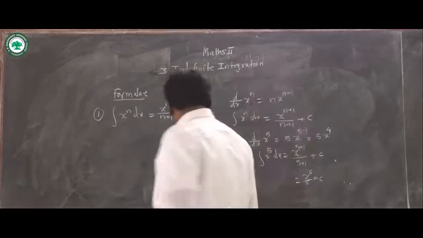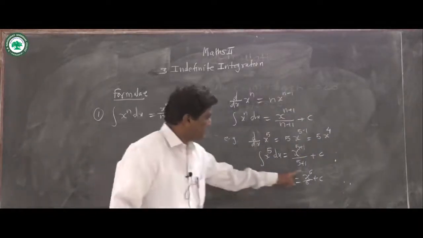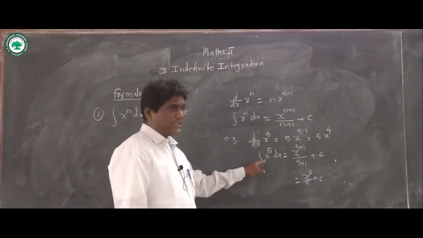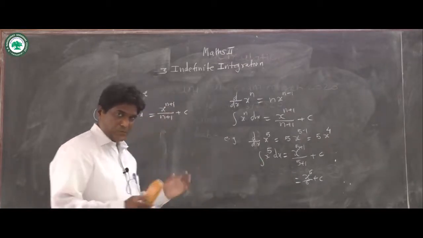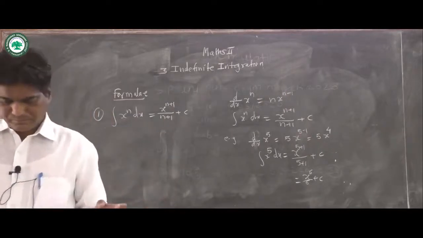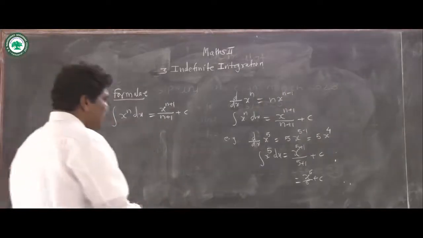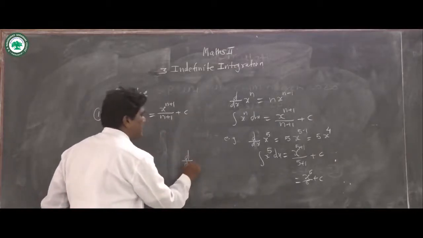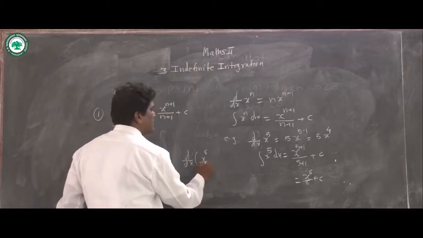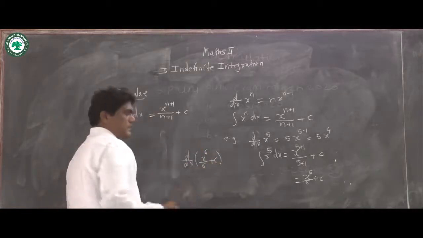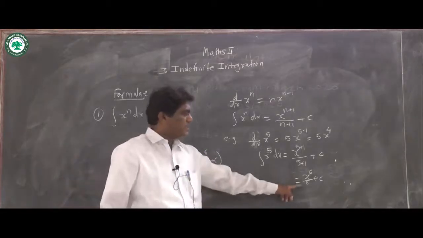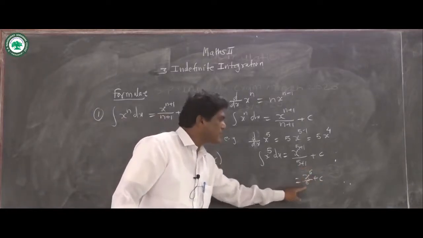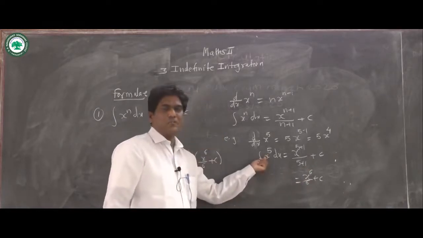Now here if we take the derivative of this, again we get x to the power 5, because derivative and integration are opposite to each other. We check here d by dx of x to the power 6 upon 6 plus c. Now if we take the derivative of this function, we get x to the power 5.